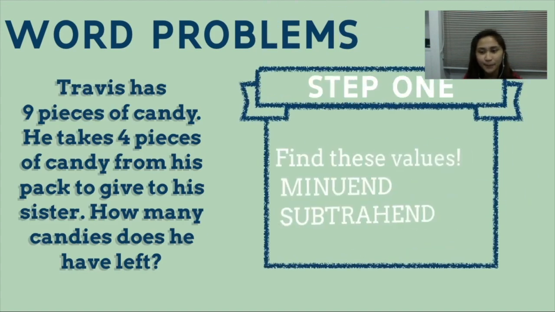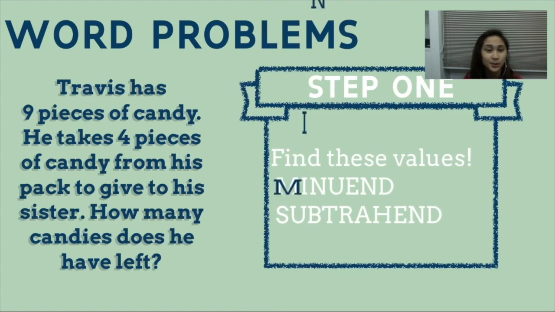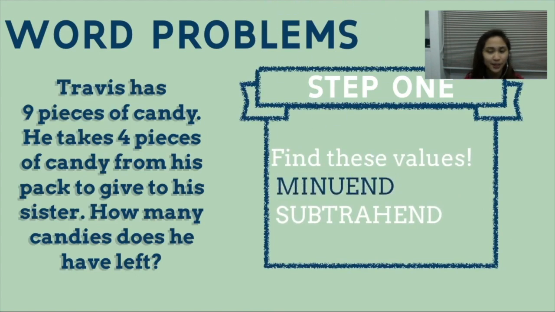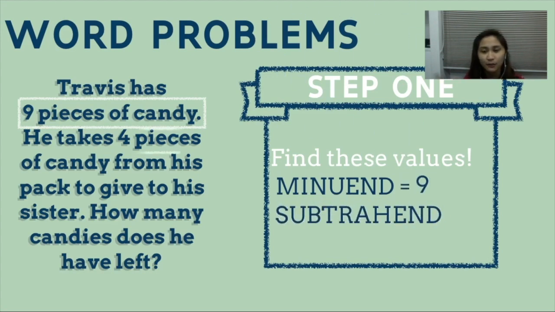So the first step is to find these values. So we'll start with the minuend. And the minuend, again, is basically the total, or what you're taking away from. So it's usually the bigger number. With that, you can say that the minuend is 9. And the subtrahend is 4. And you can see this because of the words takes and from. So you're taking from the 9 pieces of candy and you're taking 4.